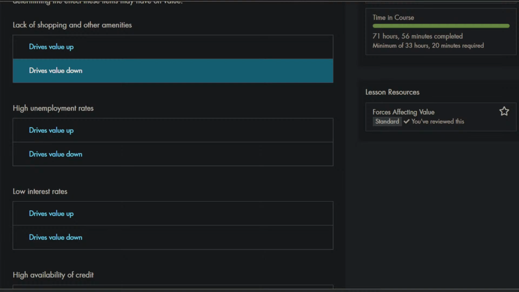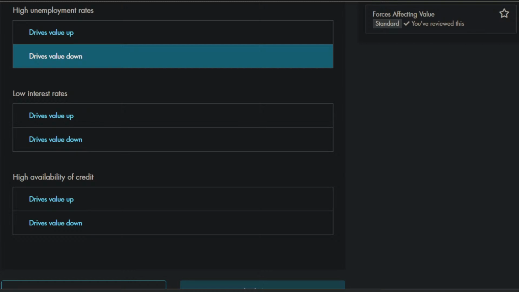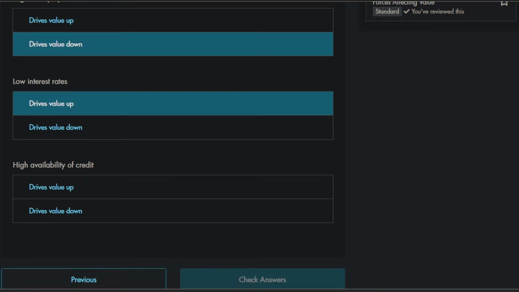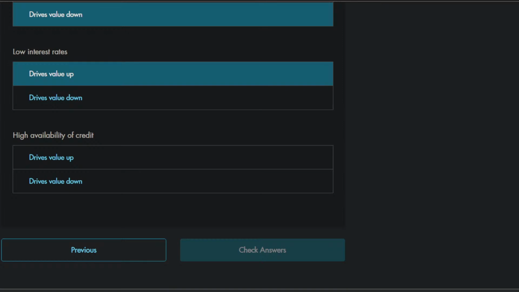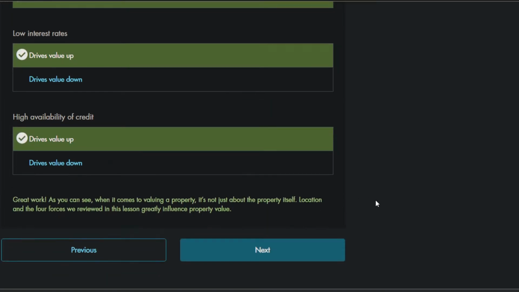High unemployment rates are probably going to drive the value down. Low interest rates are probably going to drive values up, right? We saw that just recently. People were getting 3 and 4% interest. Now all of a sudden they can afford more home, which means homeowners charge more for their homes. It's kind of a double-edged sword. High availability of credit, again, probably drives the value up. Let's see. Great work.